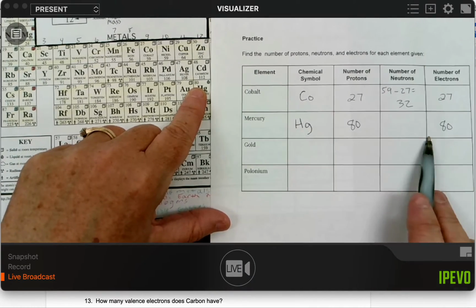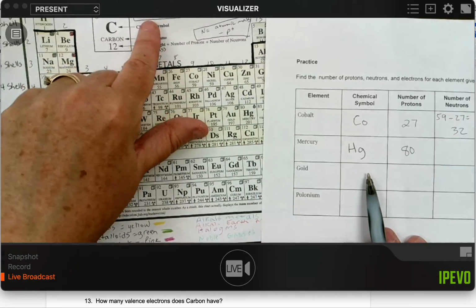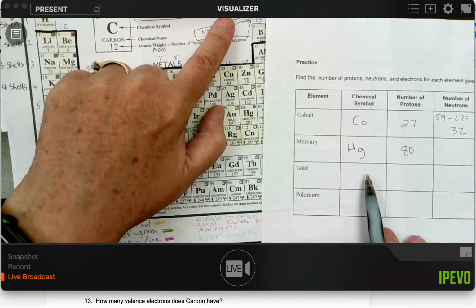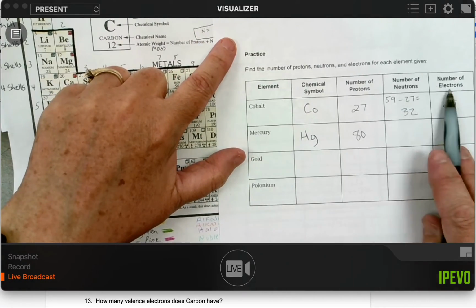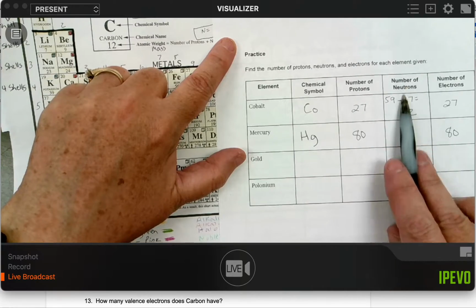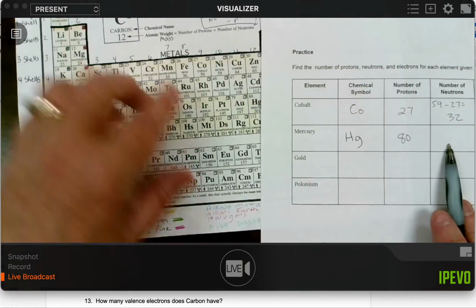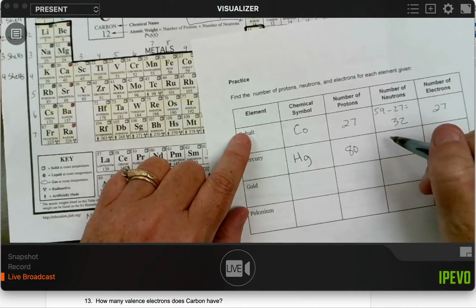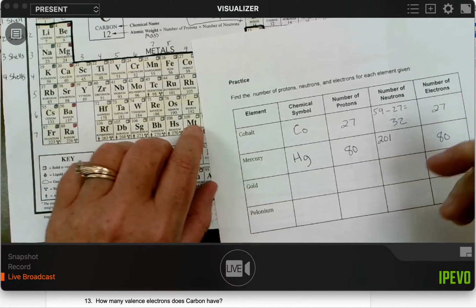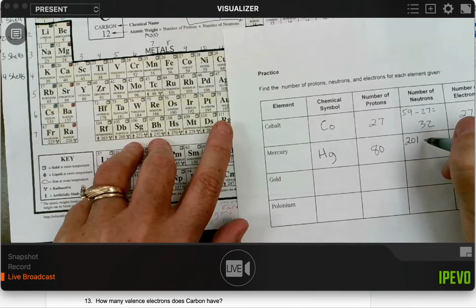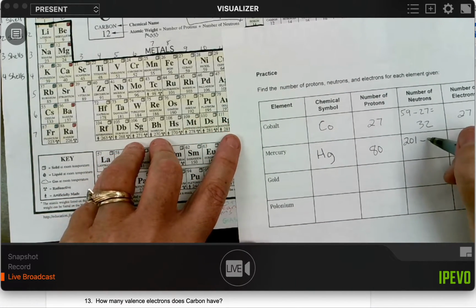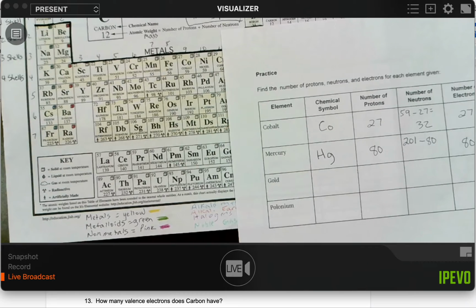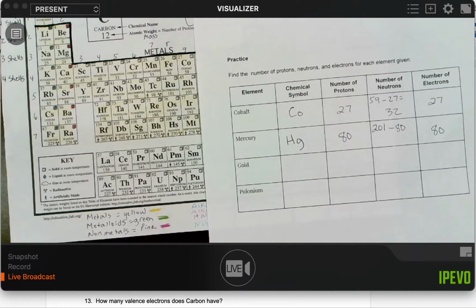How do I know that? 80 and 80 because atomic number is the same as protons and electrons. Protons and electrons, 80, 80. Number of neutrons. Now I have to take the atomic mass, 201. I take my 201 and I subtract from that 80. And that is going to give me my number of neutrons.